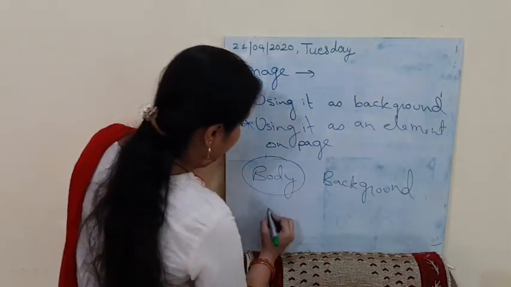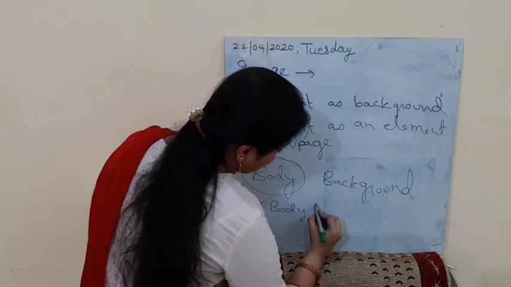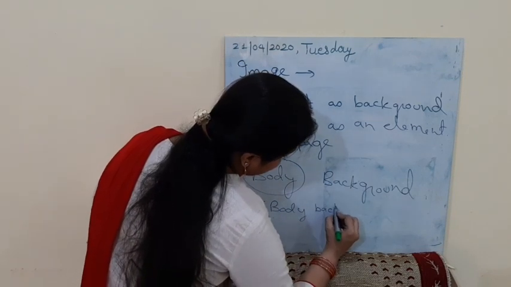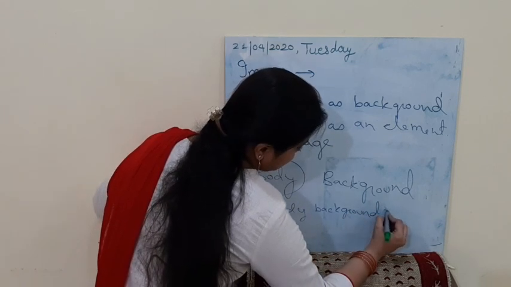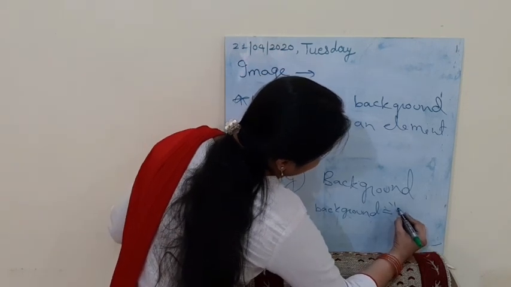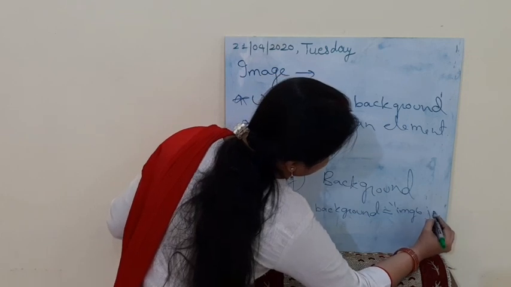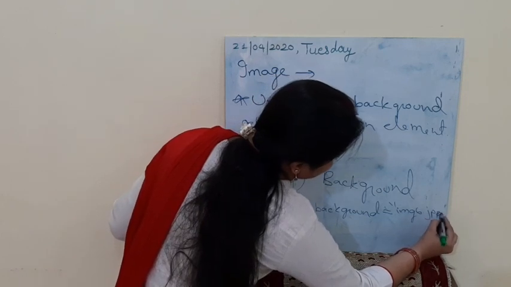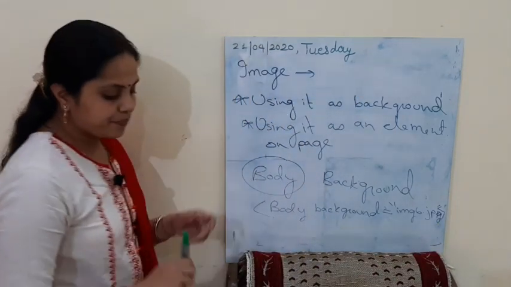So how will we use it? We will write body background is equal to, and then the name of the image. For example, img6.jpg. This is how we will be setting it as a background.